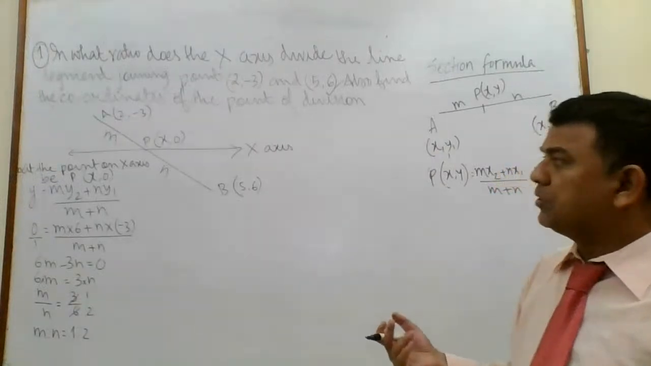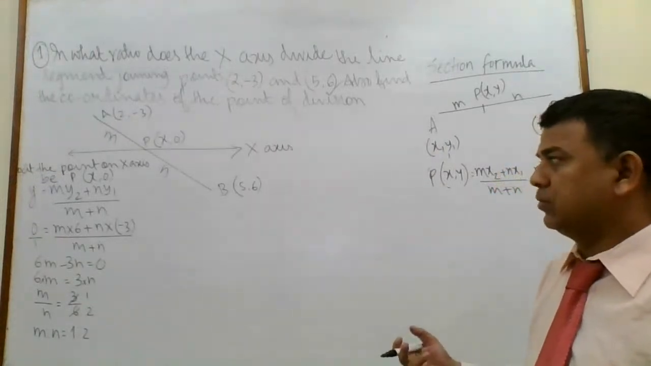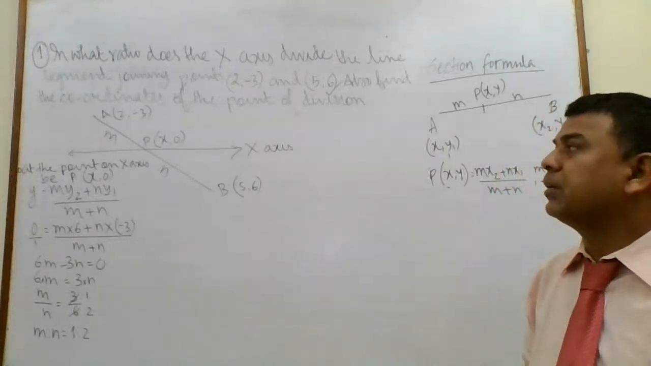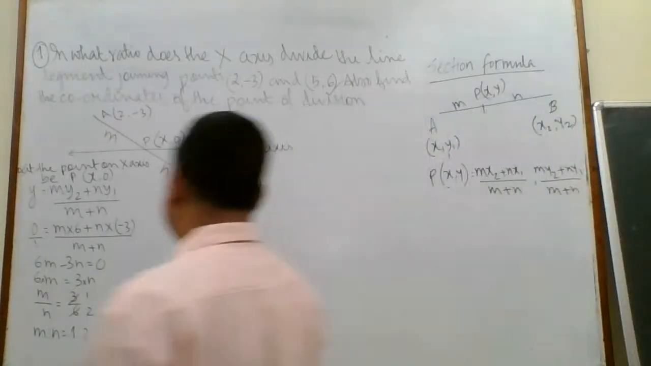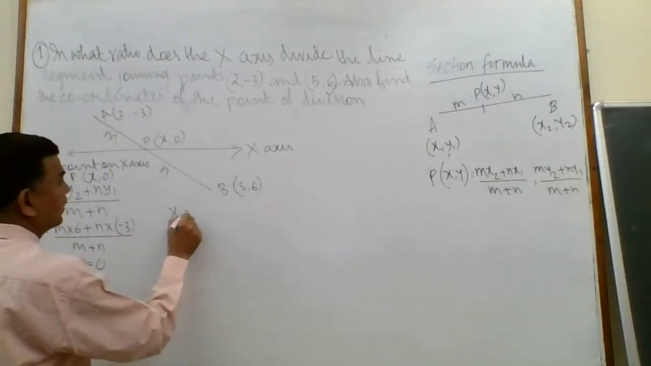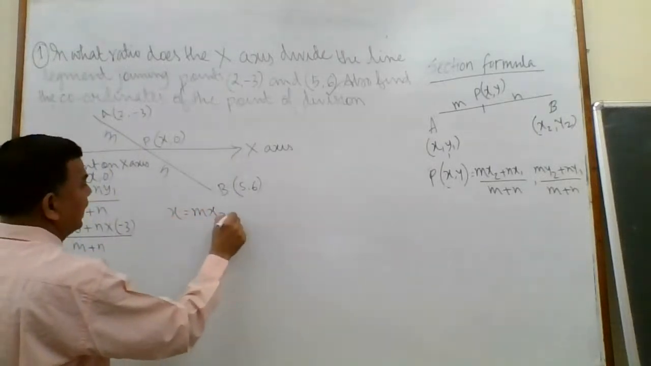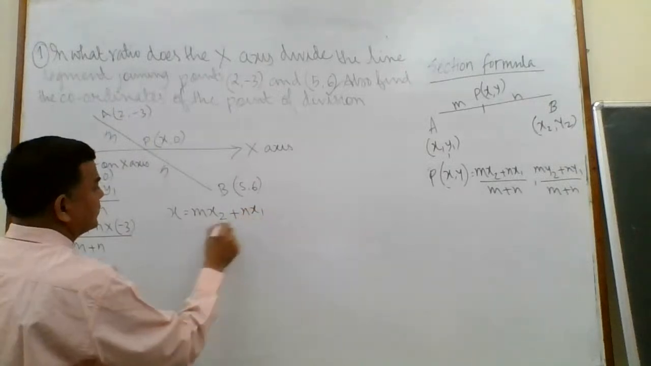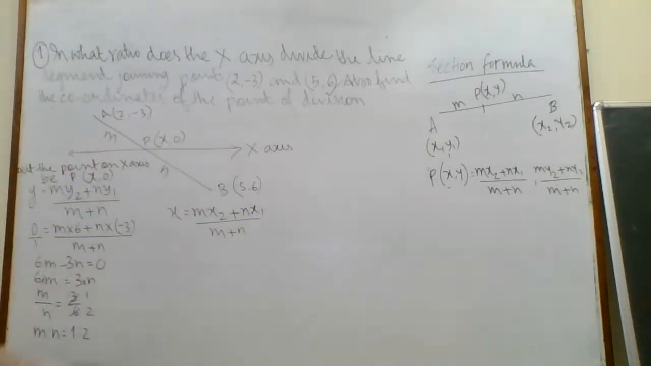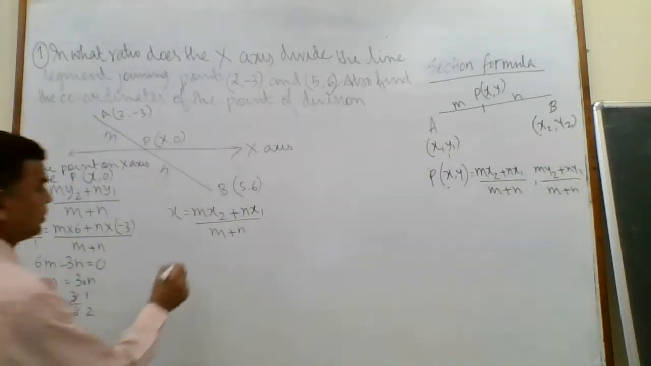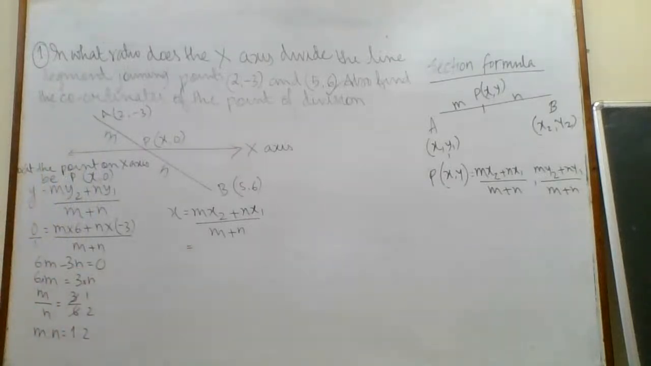What is the meaning of coordinate? X and Y values. Here Y is already known, so we don't have to get Y. Now what we have to get is X. The formula for X is (mx2 + nx1) / (m + n). Now in this part, m is to n has been found. That's why there will be no problem in getting x.